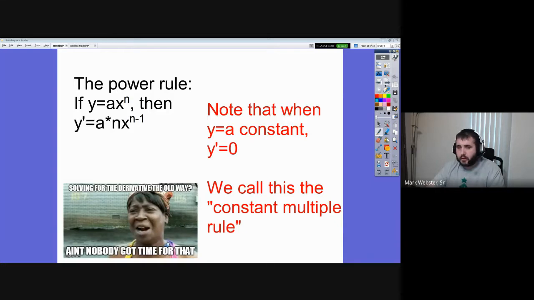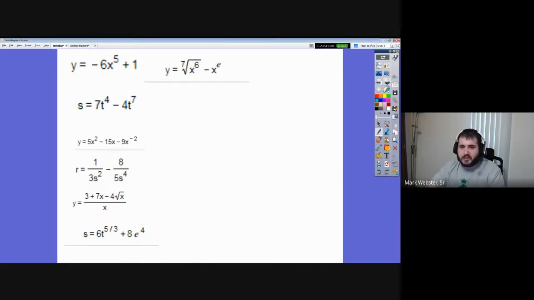Okay, so let me push forward with a bunch of examples. We're going to see a bunch of examples right now. All things that you can do with the power rule. Let's look at this first one. We got y equals negative 6x to the fifth plus 1.